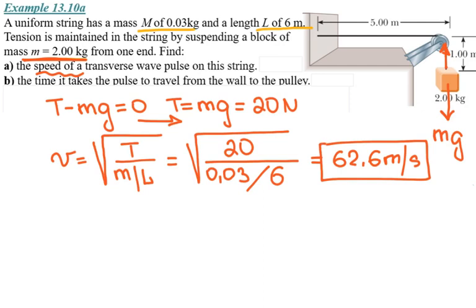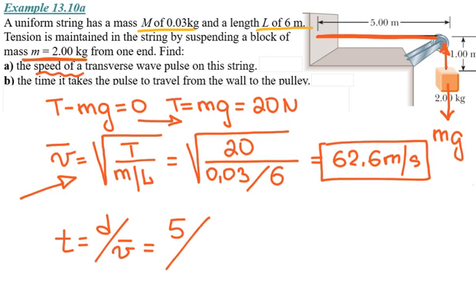And then the time it takes the pulse to travel from the wall to the pulley. So from the wall to the pulley is 5 meters. And if I want to find the time, it is the distance over the average velocity. The velocity I just found, and the distance it travels is 5 meters. So 5 meters divided by 62.6 will give me 0.08 seconds.